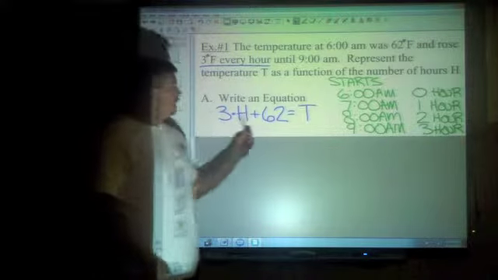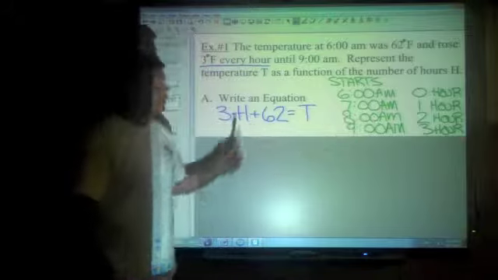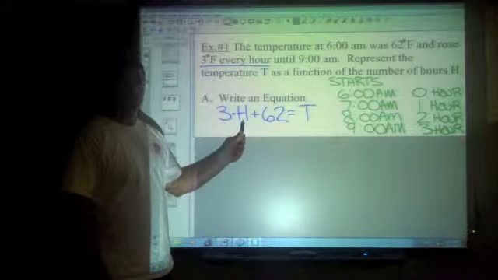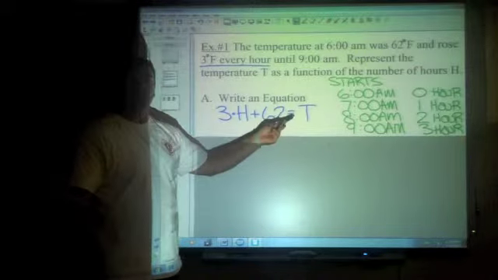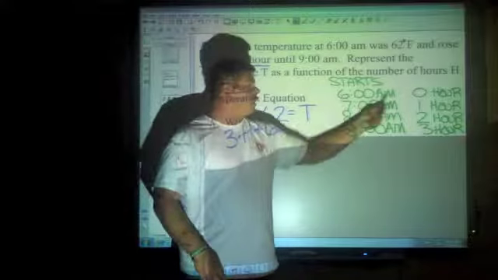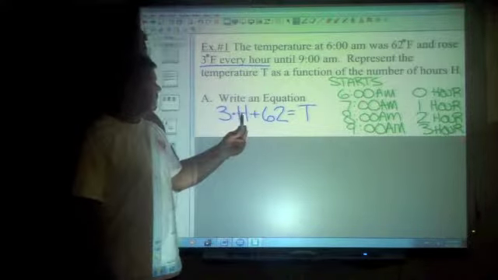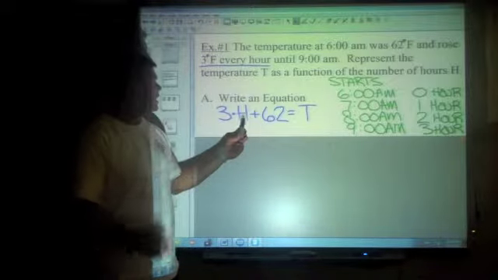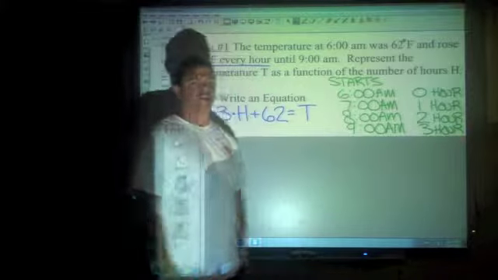If this equation is correct, then when we plug those values in for h, for our time, we should get those values. So let's plug 0 in. If you plug 0 in here, what's 3 times 0? 0. And 0 plus 62 is 62, which is good, because that's what our starting temperature was. We said it should start at 62. If we plug in a 1, 3 times 1 is only 3, because that's only 1 hour later, 3 degrees. 3 degrees plus 62 makes 65. At 7 a.m., it should be 65.